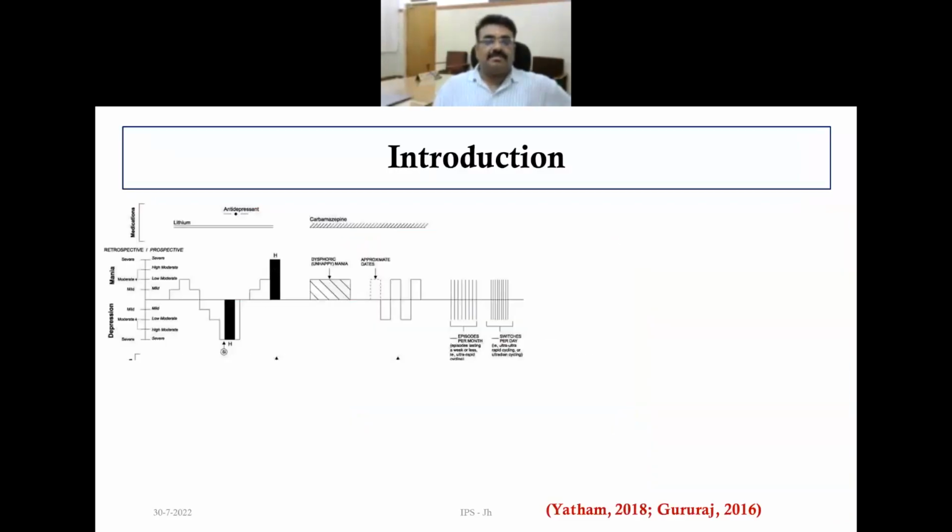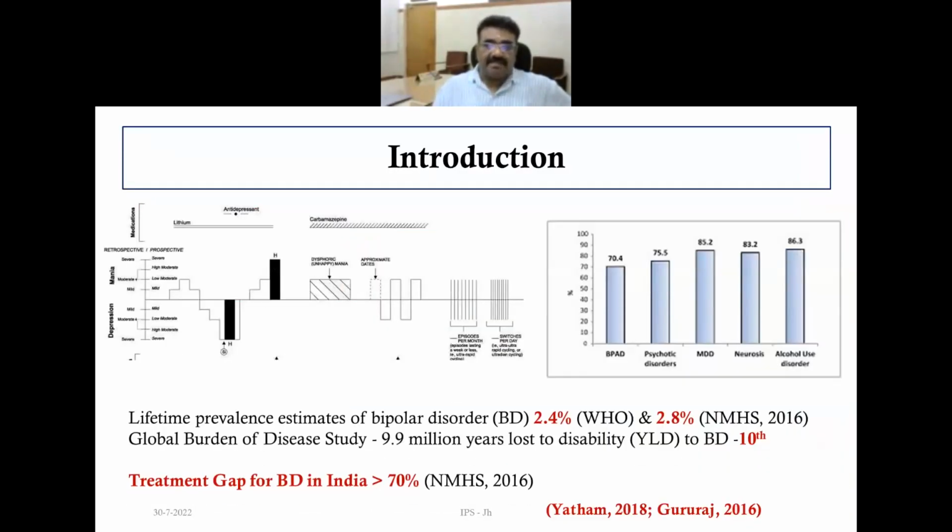So we all know that bipolar disorder is a fairly prevalent severe mental illness. WHO pegs the lifetime prevalence of bipolar disorder at 2.4%, and our National Mental Health Survey said it's about 2.8%. The Global Burden of Disease study puts it at 10th among all diseases in terms of years lost to disability. And importantly, the treatment gap for bipolar disorders in India is greater than 70%, which means that only 30% of the people with bipolar disorder have accessibility to treatment, while 70% don't. So that's a very serious problem.